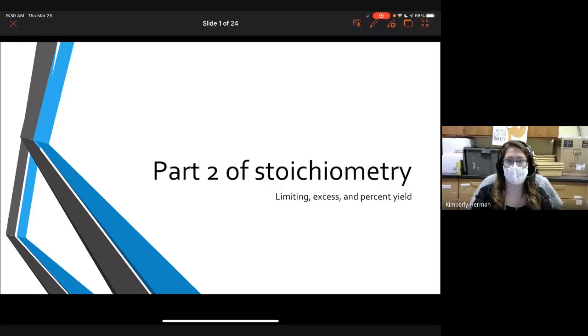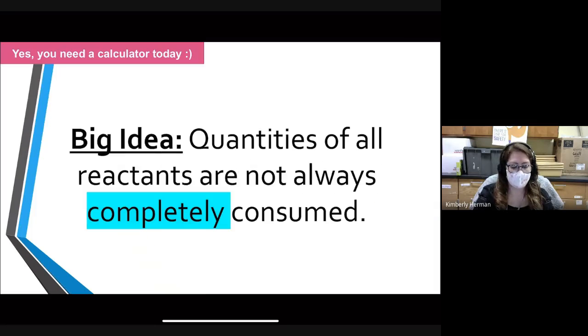Okay, we're talking about part two of stoichiometry, which we're going to focus in on the limiting reactant and the excess reactant, and then we're going to learn about percent yield in a following video. So this is part two of stoichiometry because we're still building off that concept of stoichiometry, aka our big idea that quantities of all reactants are not always completely consumed. And that's how we have our two terms for today. We'll have a limiting reactant that limits it, and then we'll have an excess one too.